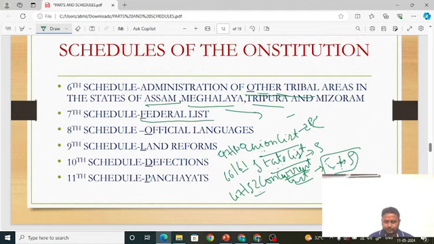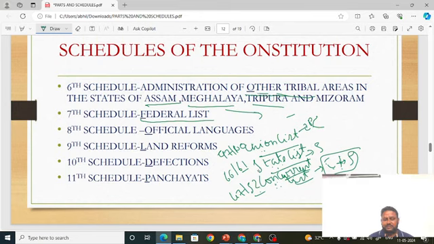Suppose the state government makes a law on the concurrent list on something on which a law is already made by the central government. In that case, the central government law will prevail. That is, central government law will have highest priority over state law.